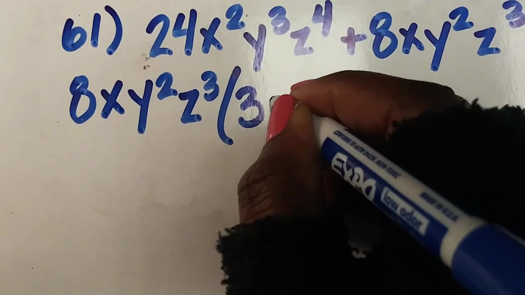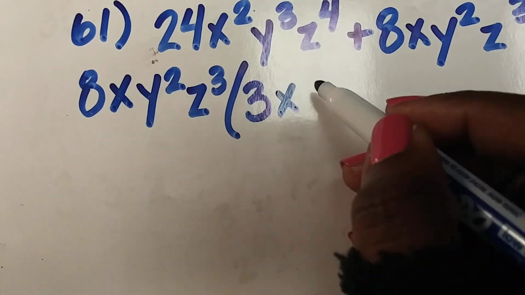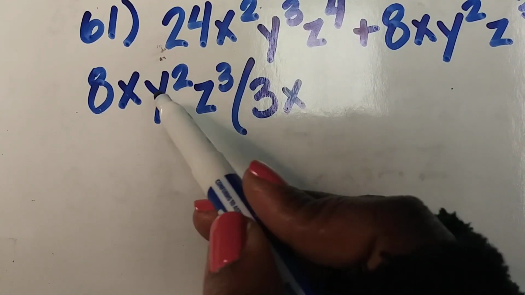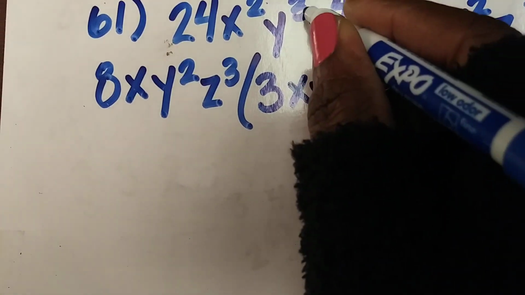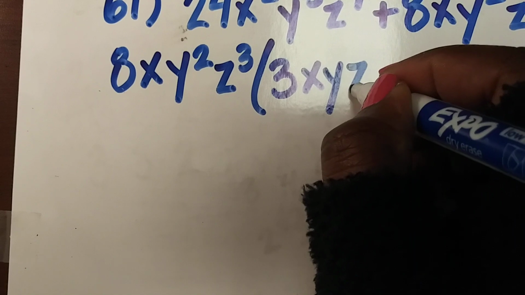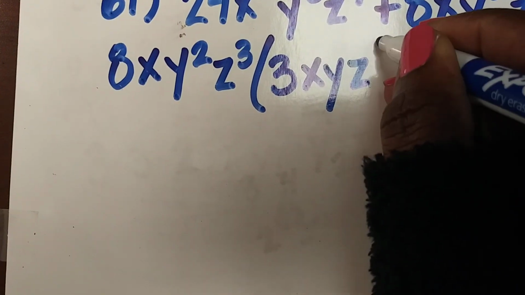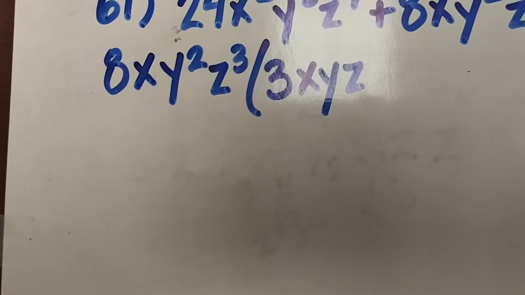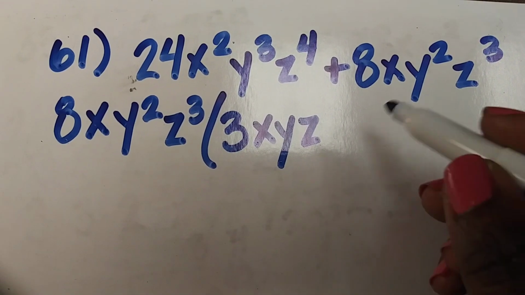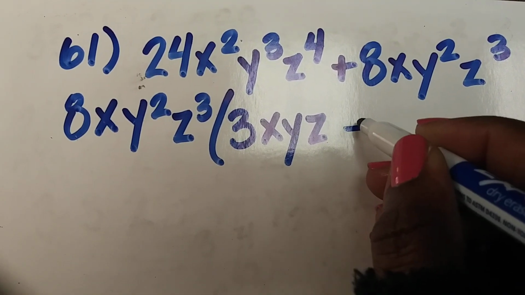Both of these have a base of x. 2 minus 1 is x to the 1. Both of them have a base of y. 3 minus 2 is 1. Both of these have a base of z. 4 minus 3 is 1. So we know that it's understood to be a 1 there. Bring down your plus sign.